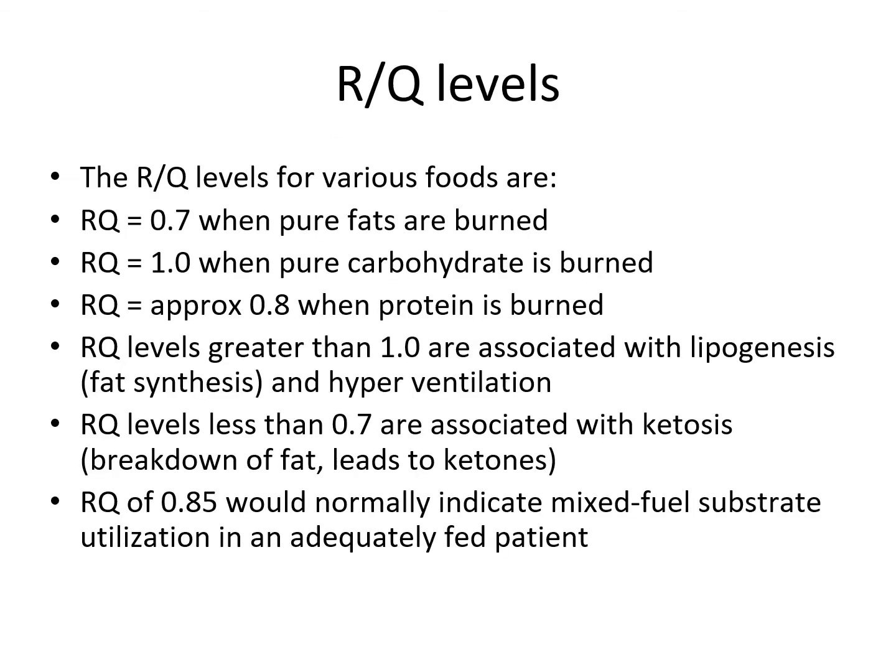Some of the other RQ levels, again: 0.7, if it equals 0.7, that's when pure fats are being burned. The other one, we're forming fats, and the one greater than 1, remember. If the RQ is 1, that is when carbohydrates are being burned. Approximately 0.8 is when protein is being burned.